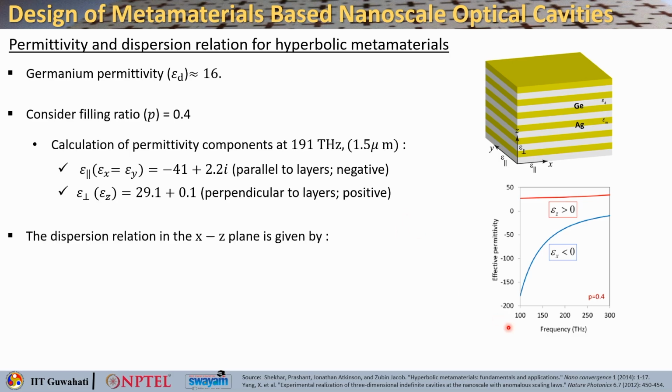So, this ensures that, so this is the plot that shows you the variation. Okay. So, we are considering at 191 only. So, that is somewhere here. Okay. That value is shown here. Okay. So, this particular dispersion relation, which is plotted in the xz plane, can be written as kx square by epsilon z plus kz square by epsilon x or epsilon y, because they are same, will be equal to omega square by c square.